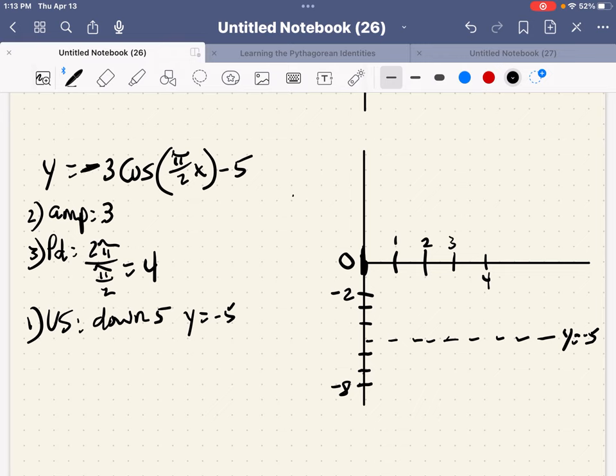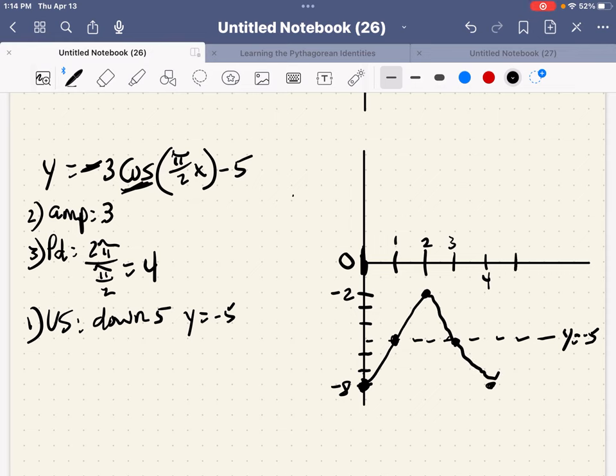Now, what does a negative cosine wave do? It goes low first, middle second, high third, back to the middle at the 4th tick mark, and back to low at the final tick mark. Connect your dots, and you've graphed one period.